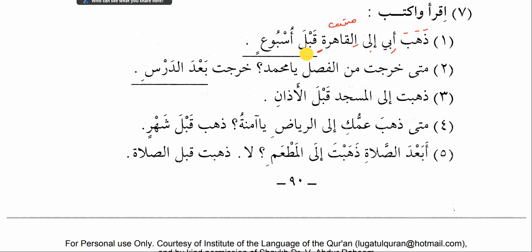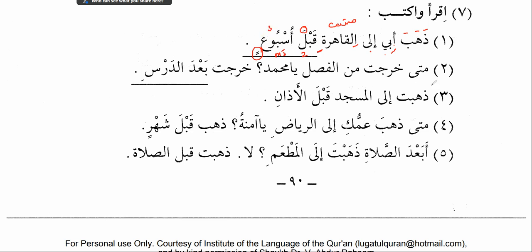Qabla, this is zarf, and it's always mabni with fatha. And this comes as mudaf ilayhi, qabla usbu'in. That's why it is having a tanween kasra. So ذهب أبي إلى القاهرة قبل أسبوع means he went. Who went? My father. This is with noun and damir. Abi, my father, went to Cairo before a week. Why am I saying a week? Because this is singular. A week.